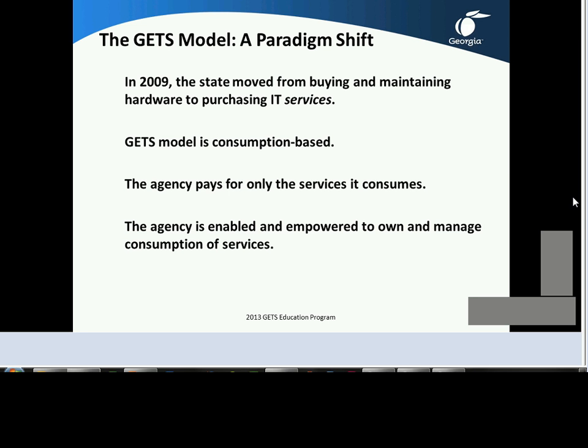So we'd like to start off with reminding that the GETS model is a paradigm shift. In the new model, we pay for IT services, not hardware. This is a paradigm and culture shift for the state of Georgia. The consumption-based model is becoming a best practice in the private industry. Agencies pay a monthly service fee for hardware support, security, and disaster recovery. Agencies are not leasing the server hardware, but you're paying for a service.